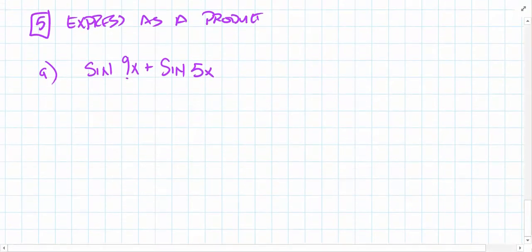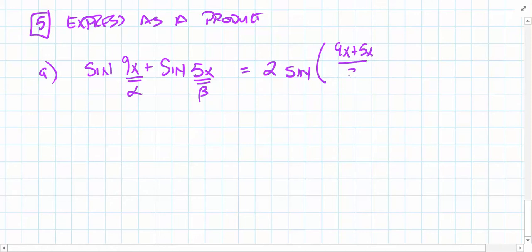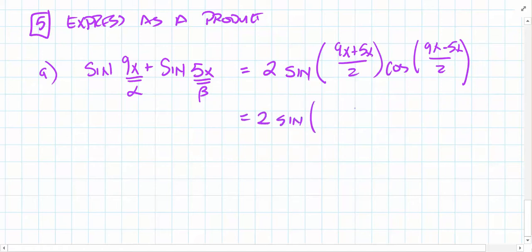So this part right here represents our alpha. This part right here represents our beta. So that's going to be 2 times the sine of (9x plus 5x) all divided by 2, times the cosine of (9x minus 5x) all divided by 2. So simplify, I get 2 times the sine of, let's see here, 9x and 5x is 14x, right?